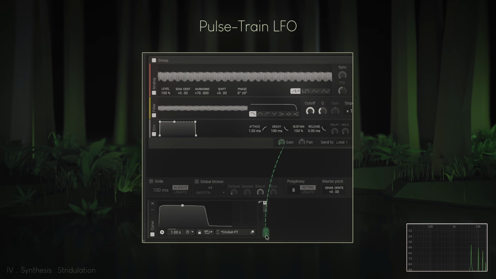Next, we can modulate the gain of the saw wave using a custom LFO shape, which mimics the volume shape of the cricket pulse trains. Let's call this the chirp LFO. I'm setting the LFO's rate based on the reference pulse trains.